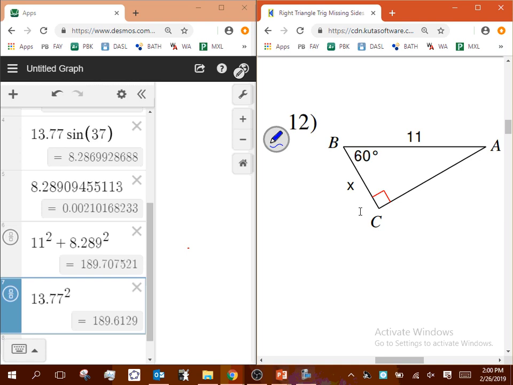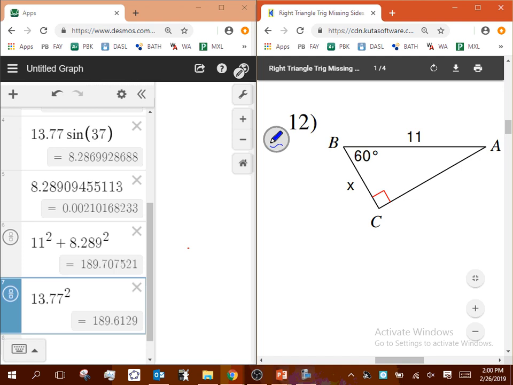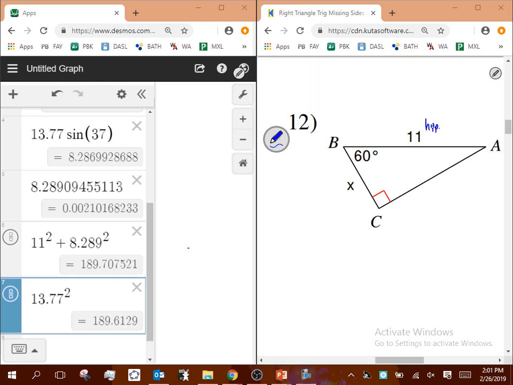Oh, shoot. I was kind of lost. It's a 30-60-90 triangle. Right. What does that mean?